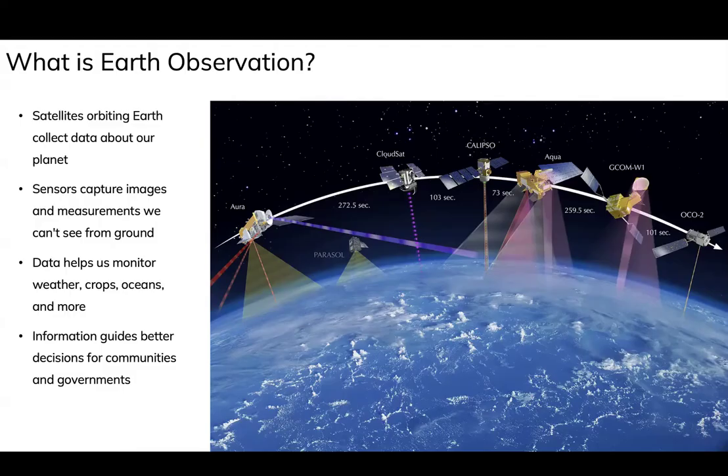And so when we have a look at the sensors that they have on board, these will be cameras. So they will be collecting, for example, infrared data, multi-spectrum data. They'll probably be looking at images, kind of photographs. So we're going to see some examples of those a little bit later. These sensors capture the images and the measurements that we can't actually see from the ground.